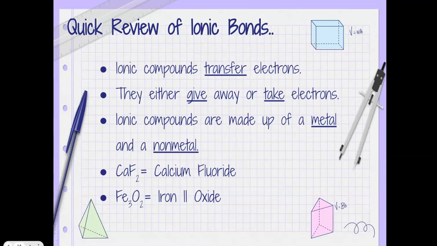Remember that in ionic compounds, we are transferring electrons. They're either being given away or being taken, kind of like the example where we talked about a toy with kids. They either give away their toy or it gets taken from them or they take it from somebody else. So ionic compounds are made up of a metal and a non-metal. Some examples here: calcium fluoride, iron 2 oxide. Notice the "ide" ending of ionic compounds.